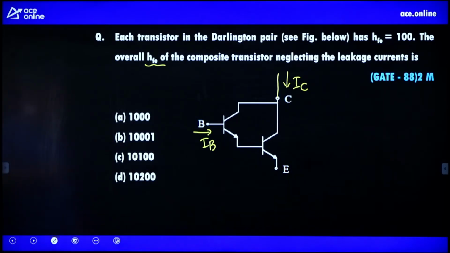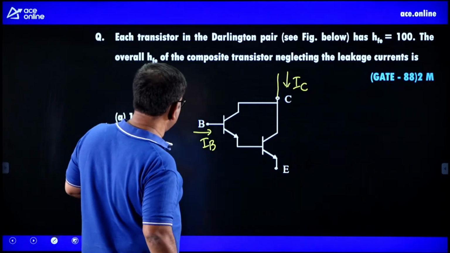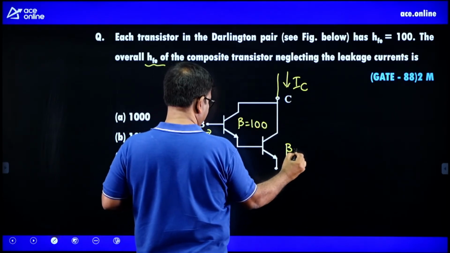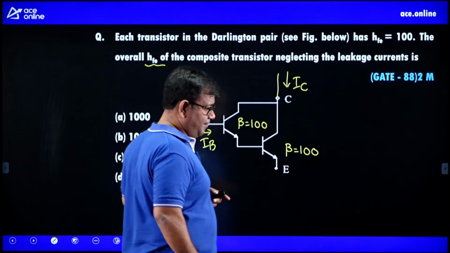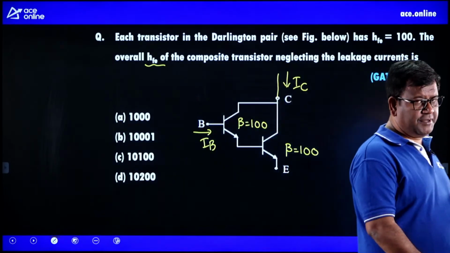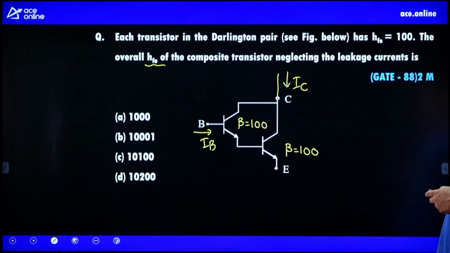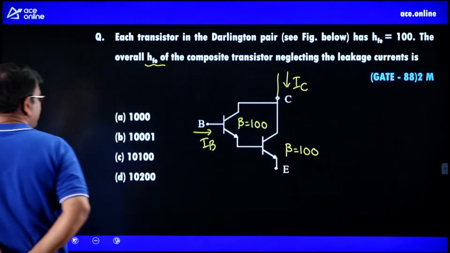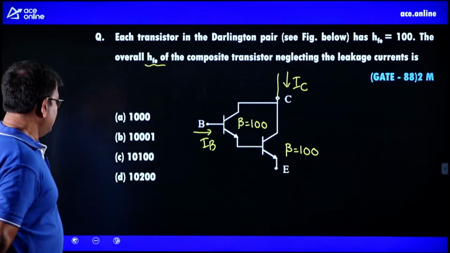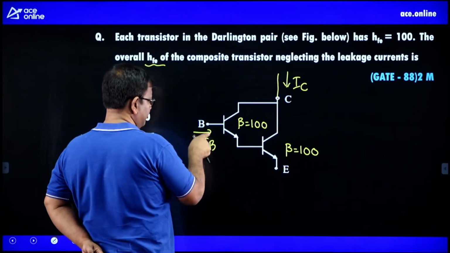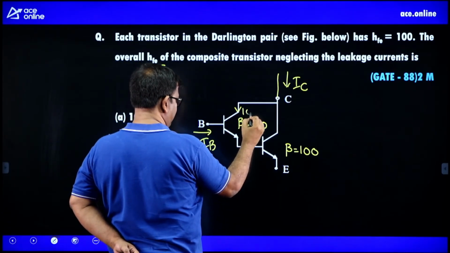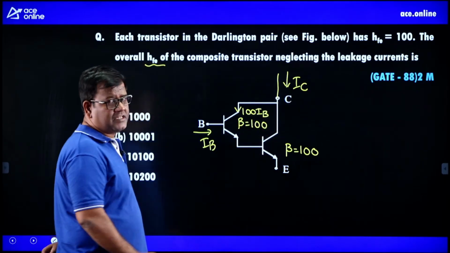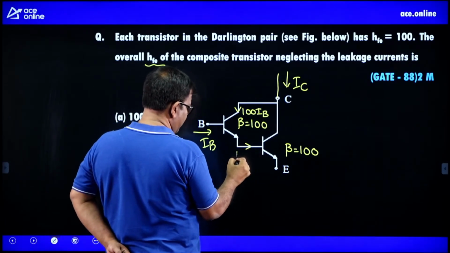So how do we calculate IC by IB here? Each transistor has beta equal to 100, which is given in the problem. So how are we going to solve this problem? Okay, so if this is IB, then what is the collector current? It is 100 times IB. And what is the emitter current? Emitter is beta plus 1 times IB, so that's 101 times IB.